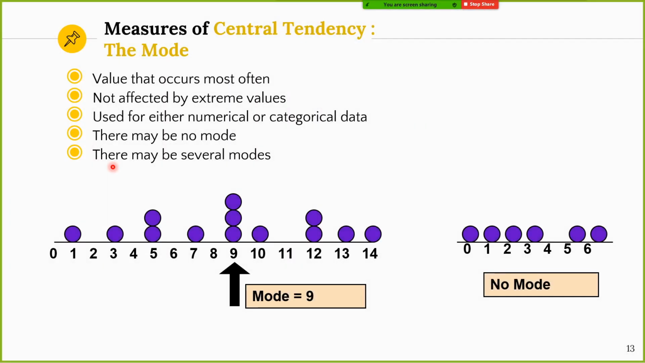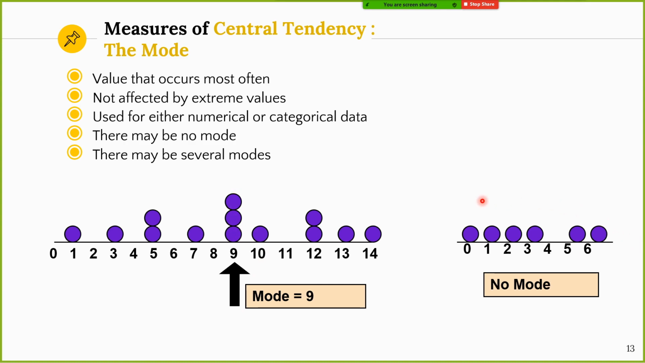The next is mode. Mode is the value that occurs most often. Also, this is not affected by extreme values, because normally the extreme values are only a few, not many. You can see on this screen we have the mode. The mode is the most frequent number. For the value of 1, you only have 1 data, for 3 you have 1 data, for 5 you have 2 data, 2 frequency, and for number 9 you have 3 frequency. So this is the most frequent value that occurs. So the mode is 9.